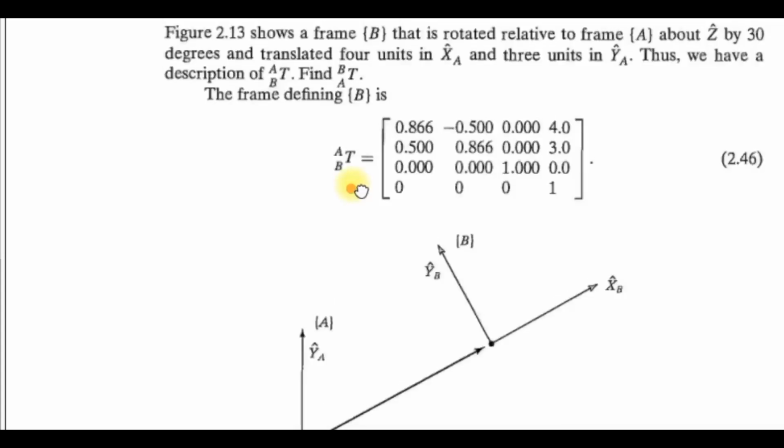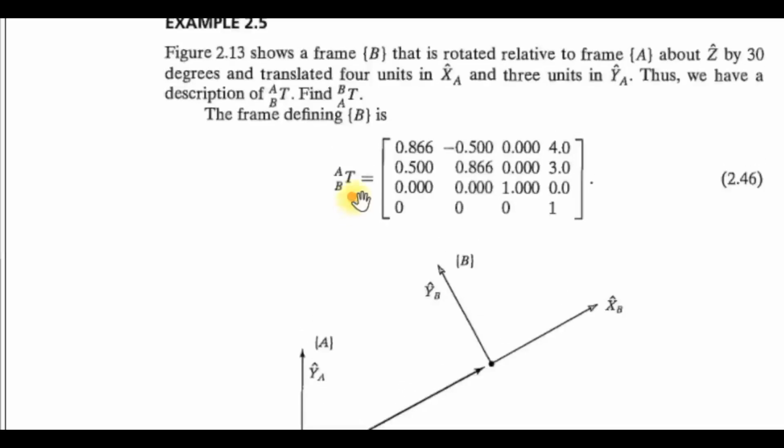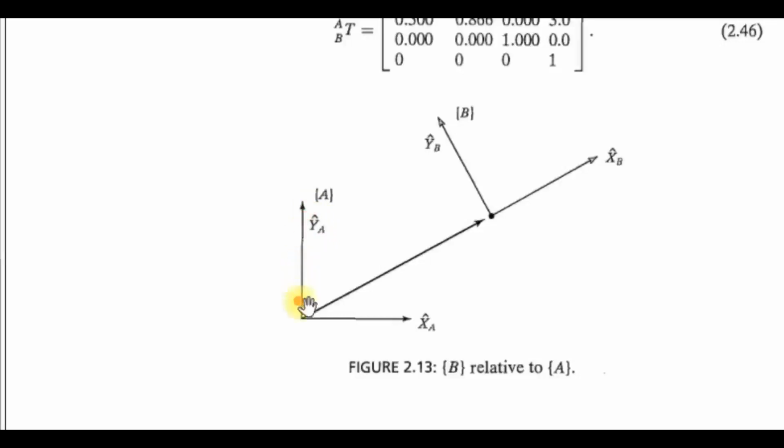Now we do a simple example, then our concept will be clear. A frame B is rotated relative to frame A. Fine. So A is the reference frame and B is the rotated frame. Look at this: xA and yA are given, means z is perpendicular, pointing towards you, so it is not shown here, and it rotates along z.